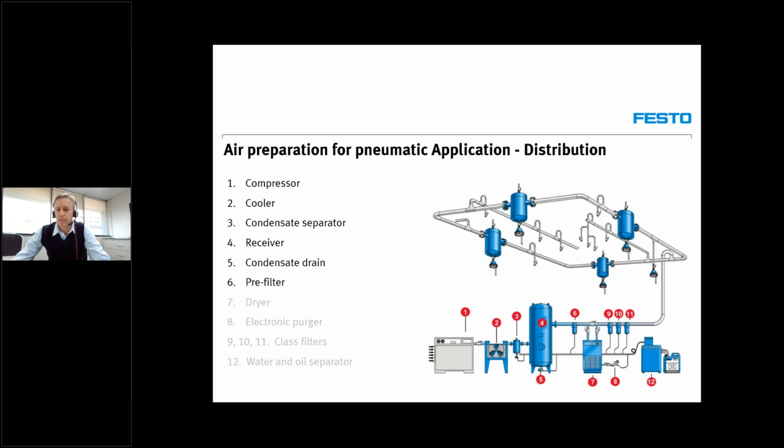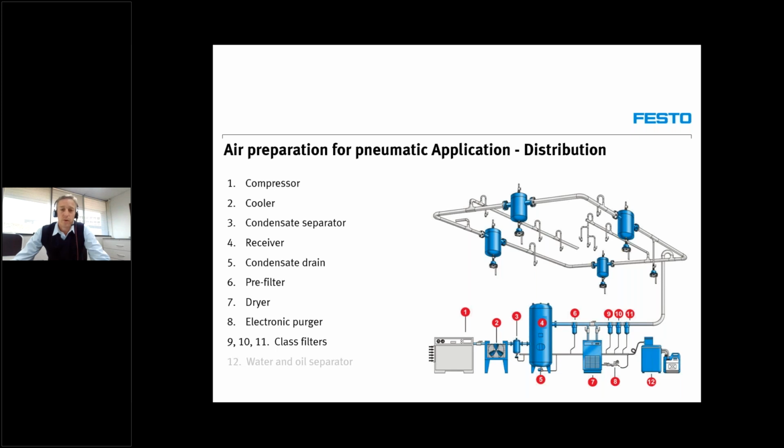Number 6, pre-filter. Generally, this is a filter to filter bigger particles like pieces of rust that might be coming from the receiver, just to protect the equipment down the line. Number 7 is a dryer, which also cools down the air even further to ensure that as much vapor as possible condensates. Then number 8, we've got our electronic purger. Number 9 is a series of air filters that increase the rate of filtration. So by the time the air has left number 11, or the third filter, and all the equipment is working in the generation process, the air should be clean and dry for use.